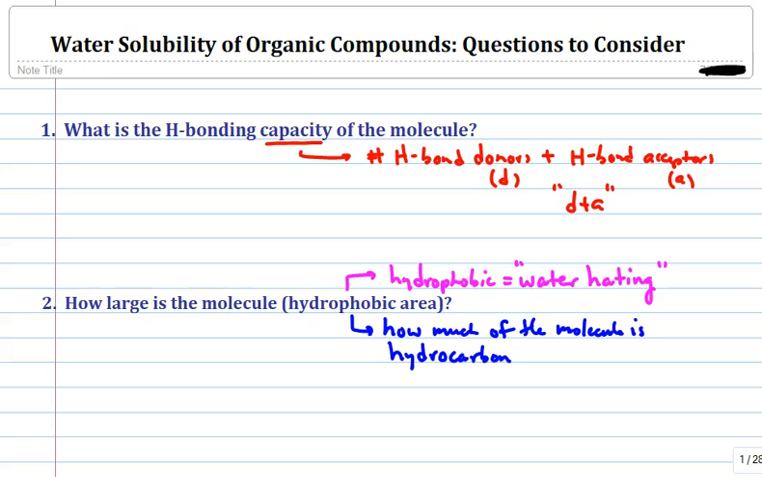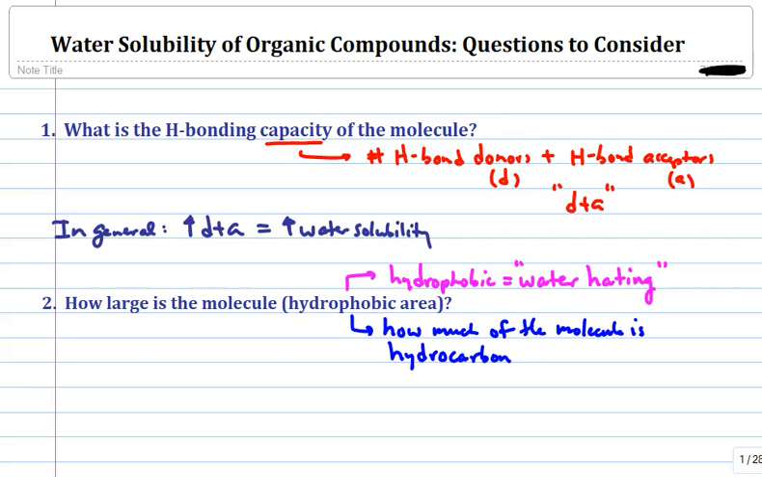In fact, I often call this, what is d plus a? So we have a general rule here. In general, the larger the d plus a typically translates into increased water solubility. If you want to be soluble in water and you're an organic compound, you need to form hydrogen bonds with the water. That's pretty clear. So the more capacity you have to form hydrogen bonds, typically the greater your water solubility.